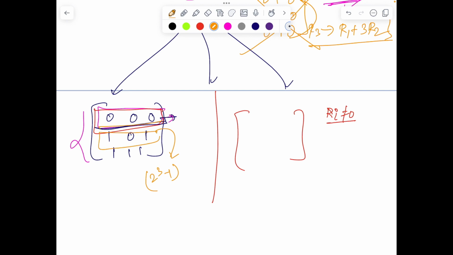Because out of 8, I can't put 0 0 0 in the second. Now for the third one, again we have 2 cube minus 2 choices, because once I have kept 0 0 0 in the first, I can't use it for the second one, and similarly I can't use the first 2 for the third one. Okay, so with 0 0 0 in the first row, we'll have 8 into 7 possibilities. Now of course 0 0 0 can be the first row, second row, or third row. So we have 3 into 8 into 7.